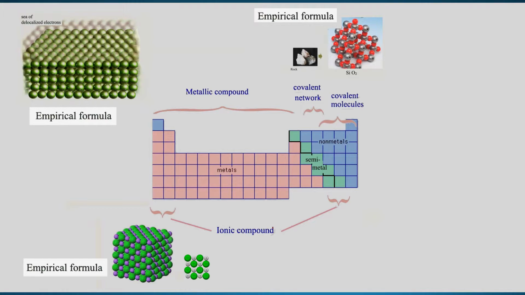Covalent network. Silicon dioxide, like rock. You cannot describe it in a molecular form. So again, you can only write it in the empirical formula. Now, covalent molecules, yes, you can write them in a molecular formula. So don't underestimate this empirical formula. You can see in many compounds, you have to write it in empirical formula form, and you can't write it in molecular formula form. And now let's look further at this rule.